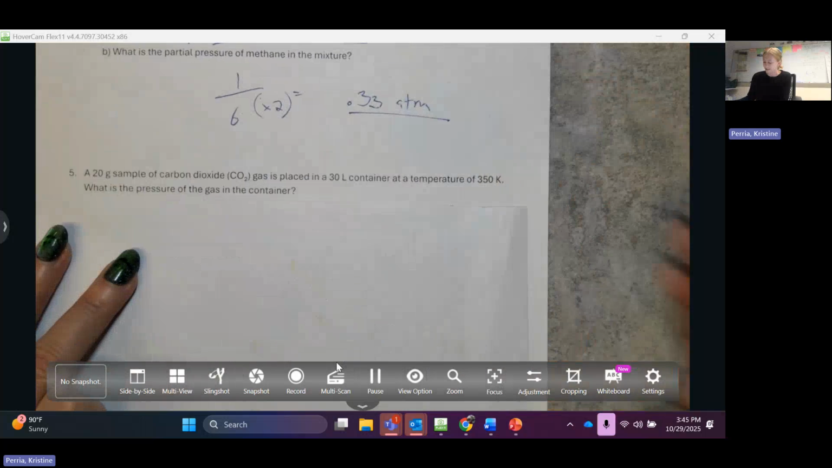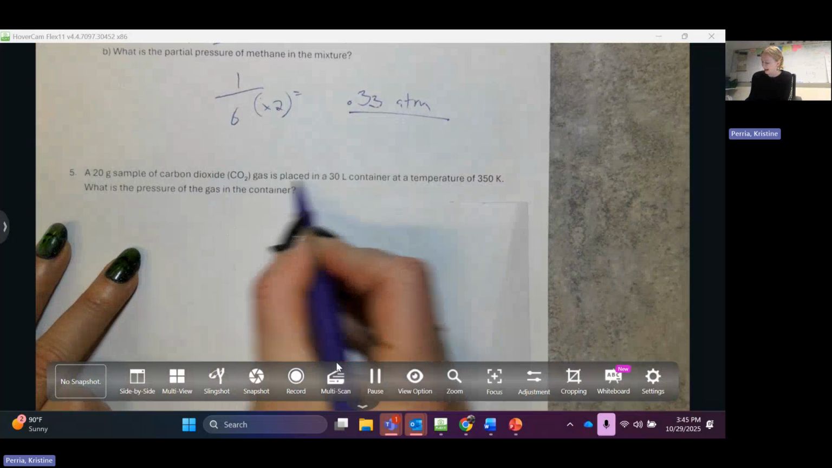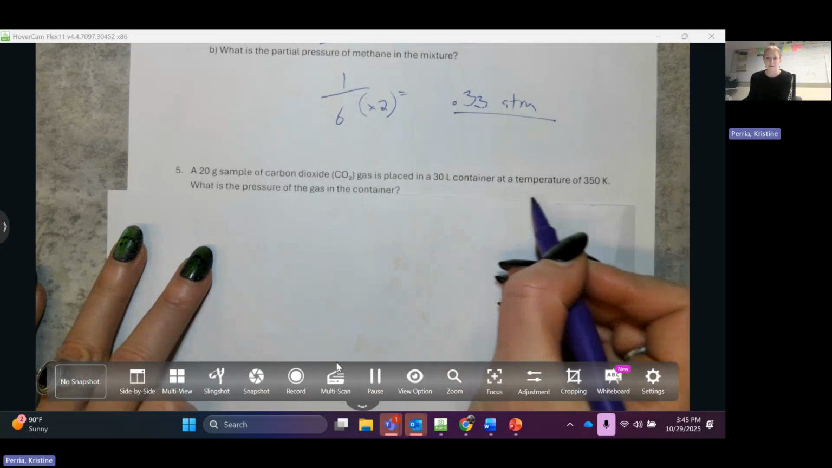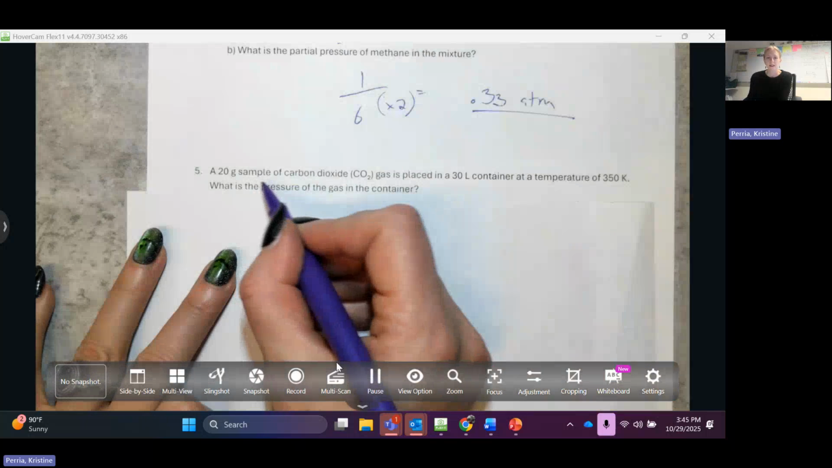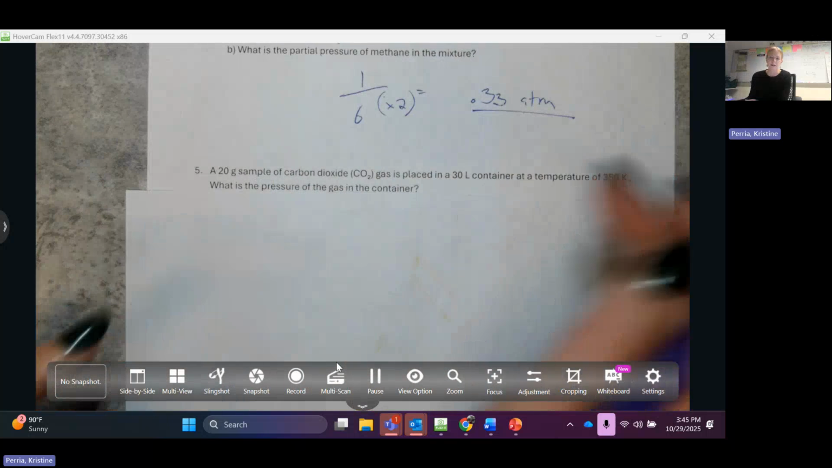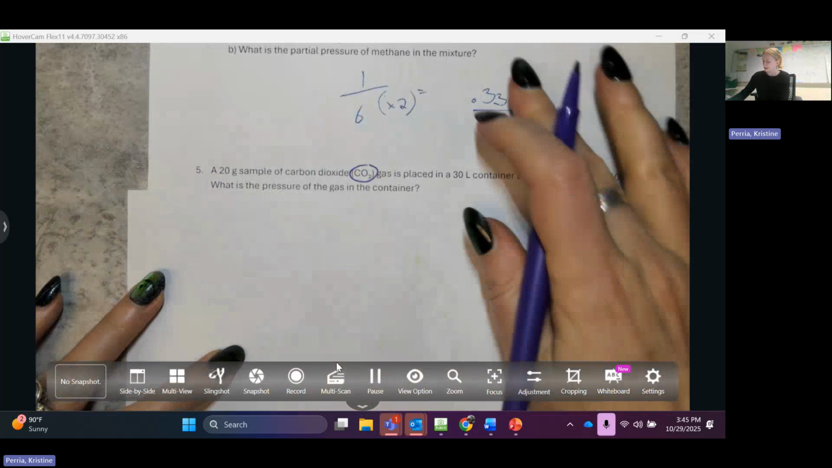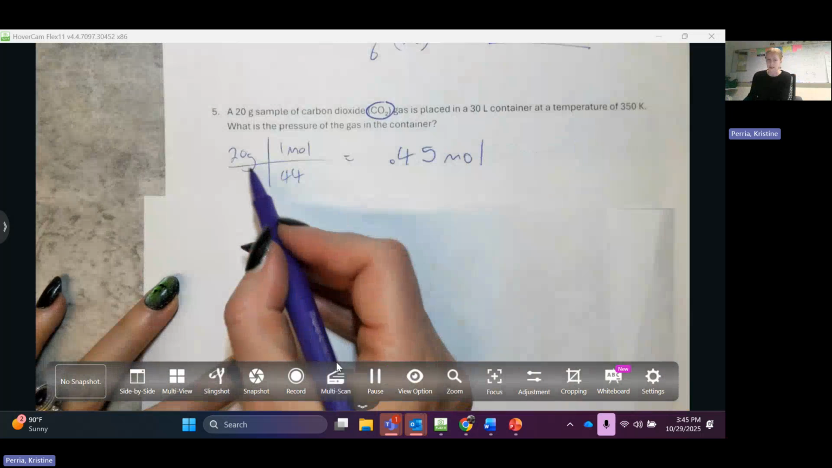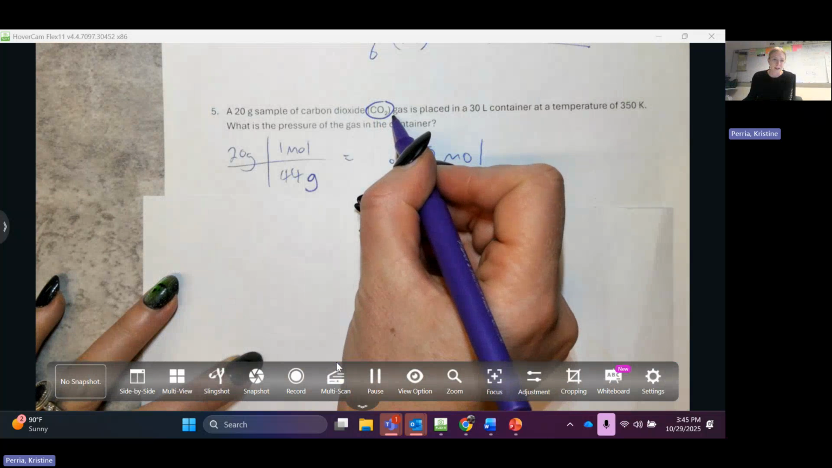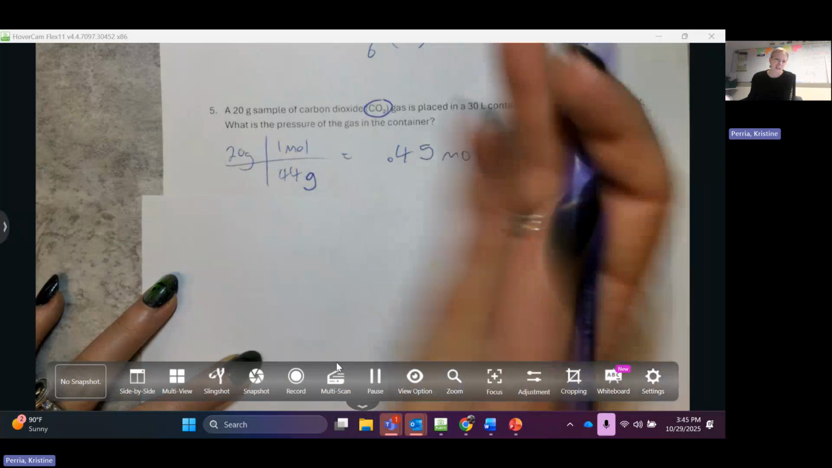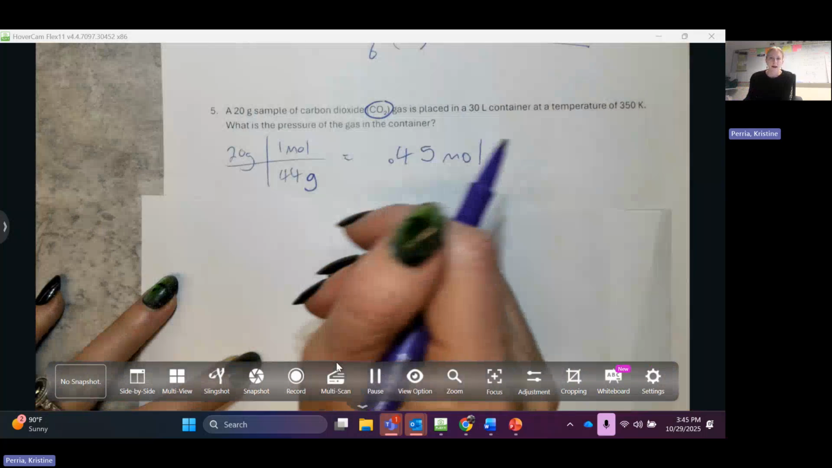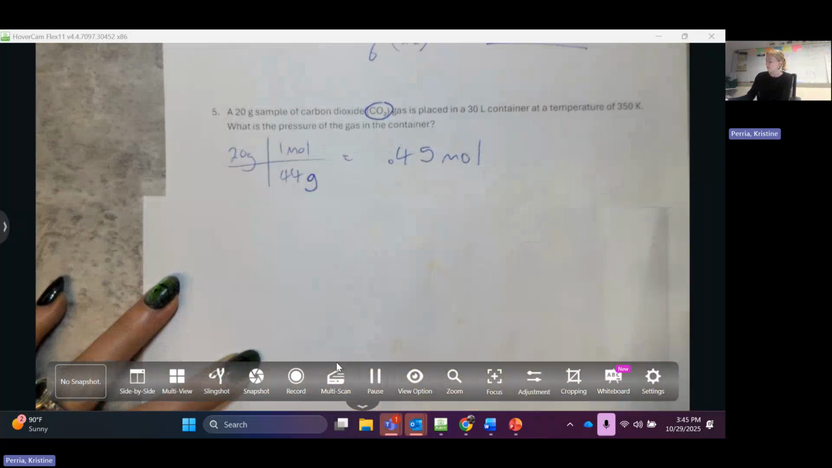Okay, last one. Says a 20-gram sample of carbon dioxide gas is placed in a 30-liter container at a temperature of 350 Kelvin. What is the pressure of the gas in that container? So this is just a PV equals nRT equation. However, you're given grams. So what you're going to have to convert that into moles, which you can do because you know what compound it is. So that's the very first thing I have. So I have 20 grams divided by 44 grams because I took 1 carbon and 2 oxygens on the periodic table, added those up. That technically be 44.01, but whatever. And that equals 0.45 moles.